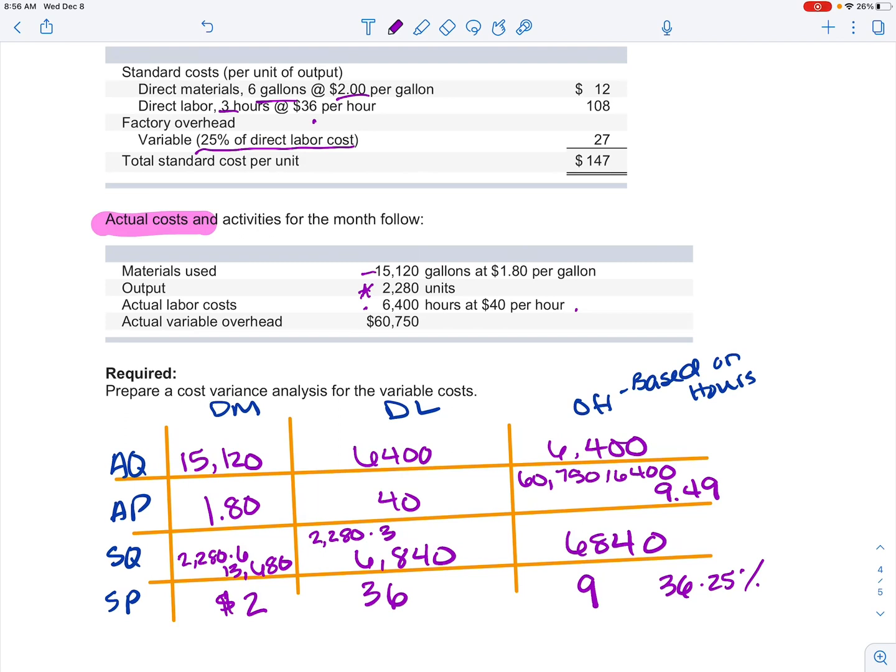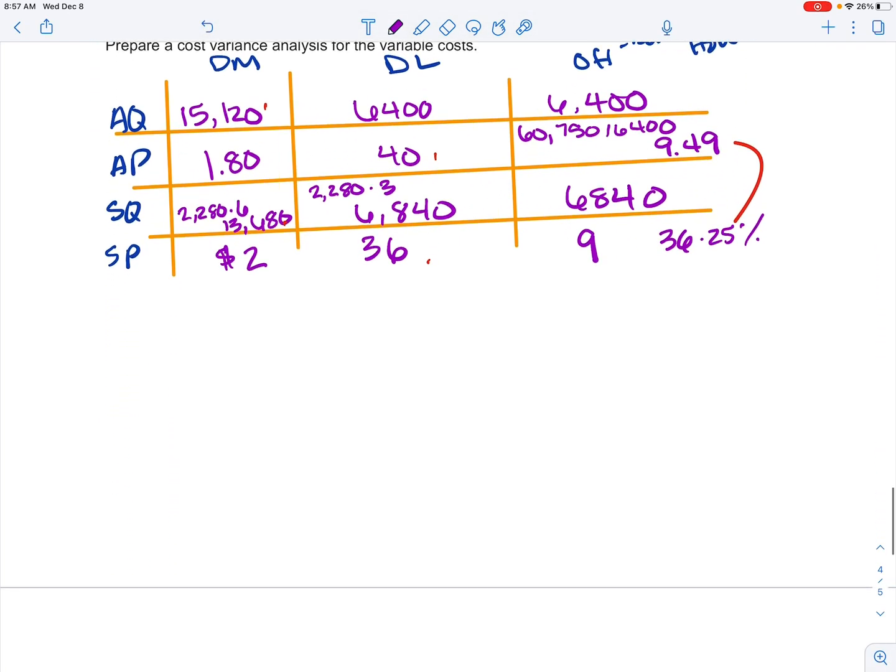And then you can kind of go through and compare. Make sure that these are all comparable before we start doing the math. Look at my price versus price. Those are kind of comparable, so I know they're probably right. Same thing here. My prices are okay. Quantities are at least within the realm of being consistent. Something you should look for. So now we can go ahead and find our price and efficiency variances.